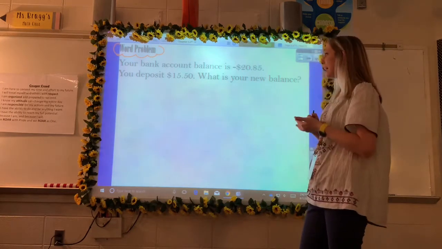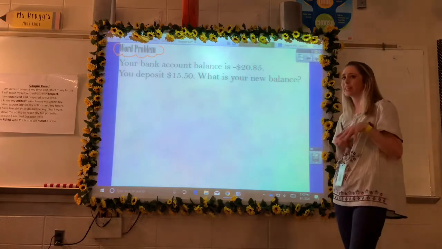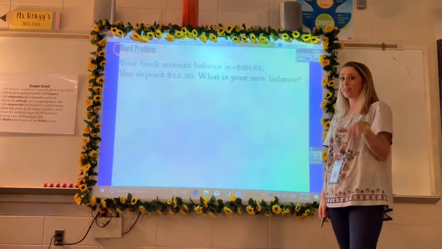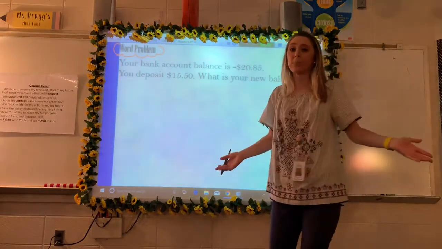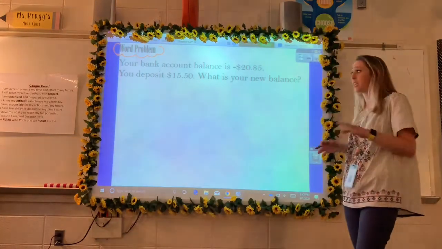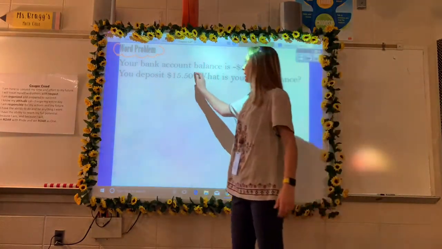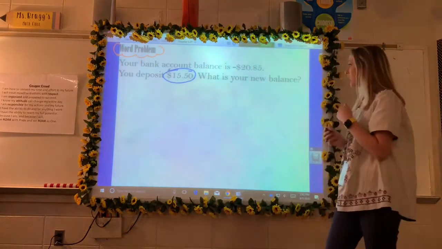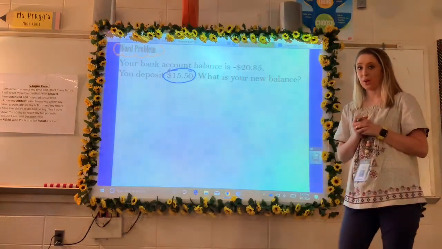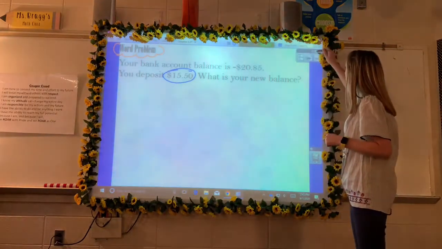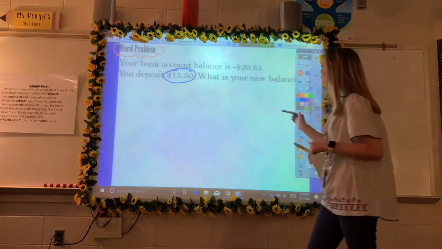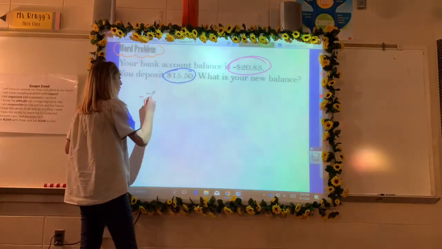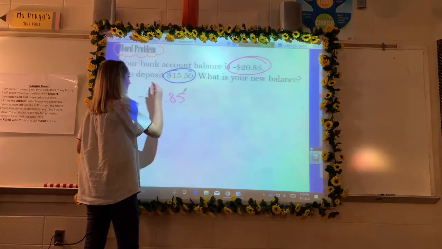So your bank account balance is negative $20.85. So you bought something that was too expensive and now you have negative dollars in your bank account. That's not a good thing. But your mom's gonna help you out or your dad's gonna help you out and they give you money to go deposit. So you're giving the bank $15.50. So you're giving them that back, okay? Now, what is your new balance, okay? So first we want to know what our original is. Well, our original is negative 20, so negative 20 and 85 cents. That's our original.